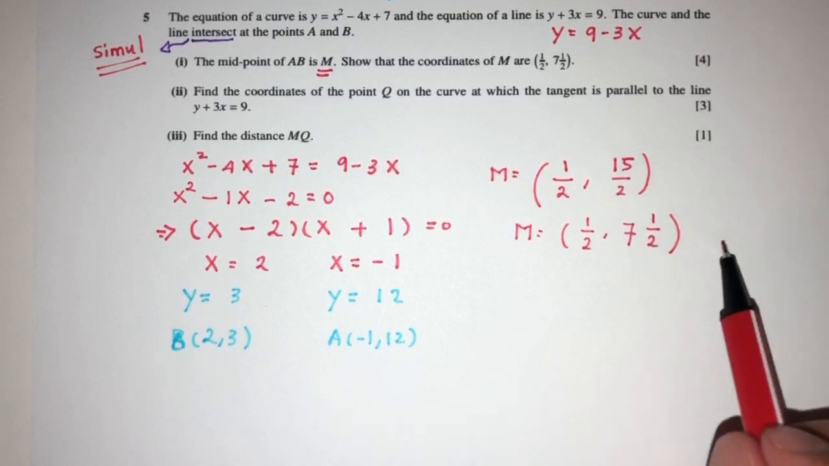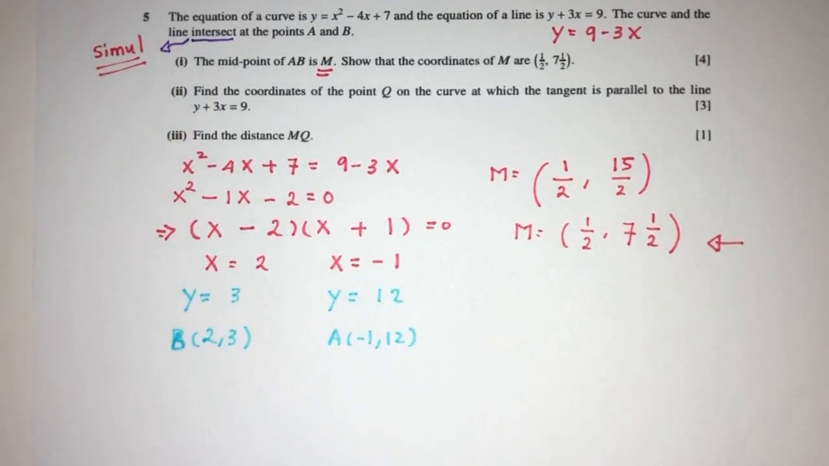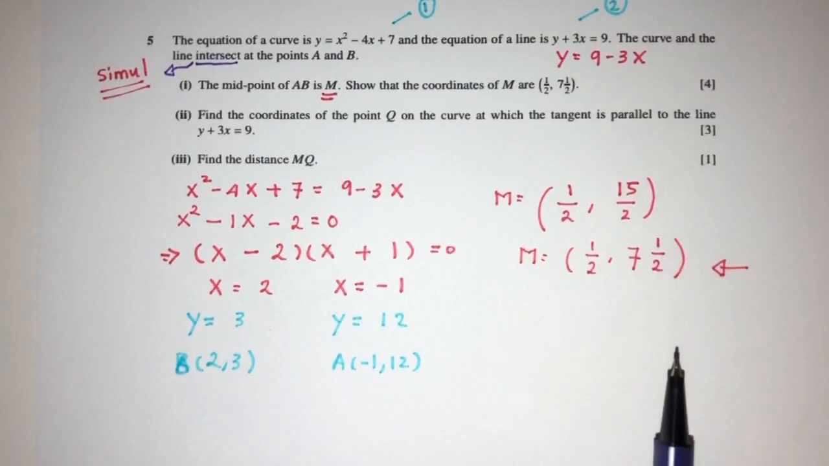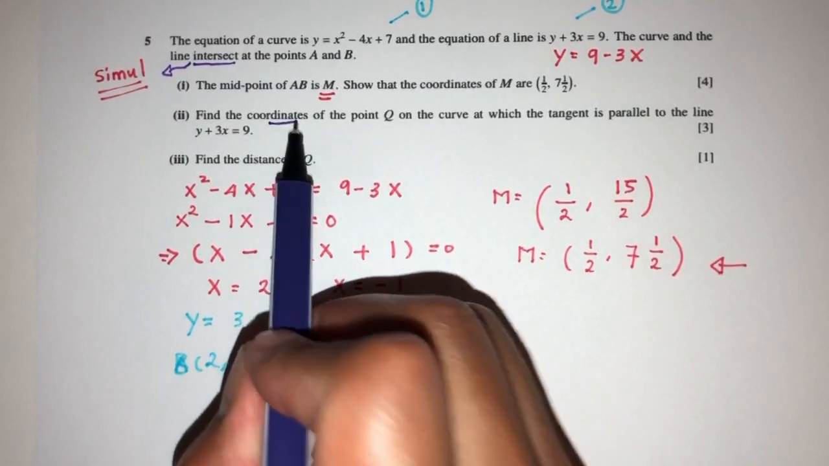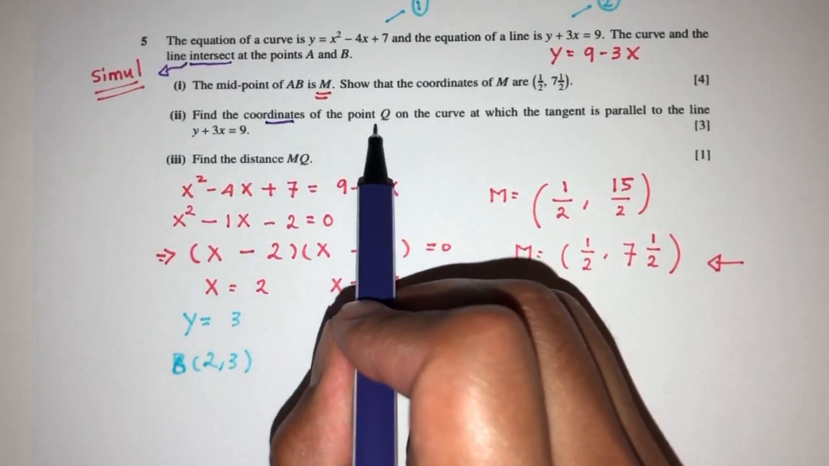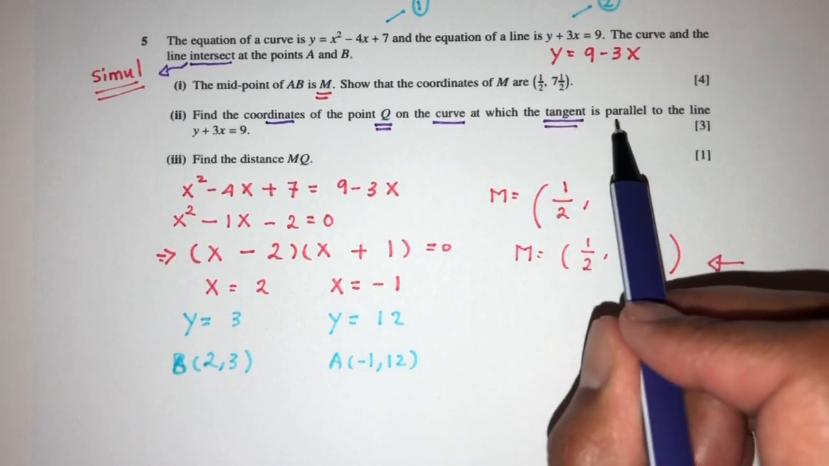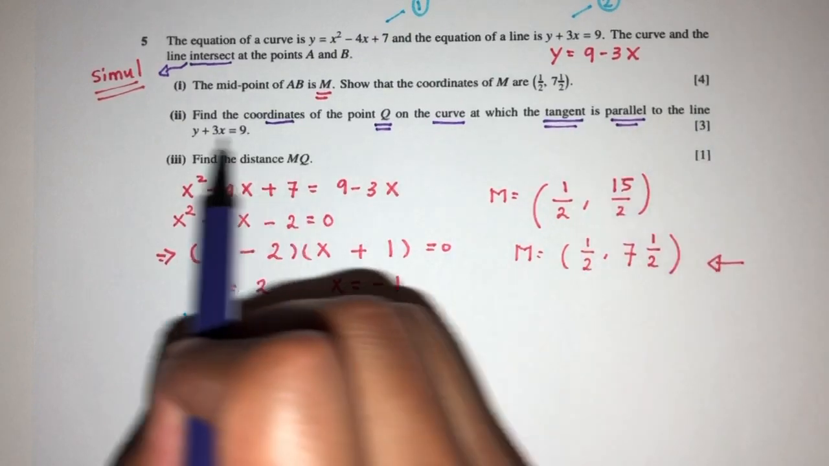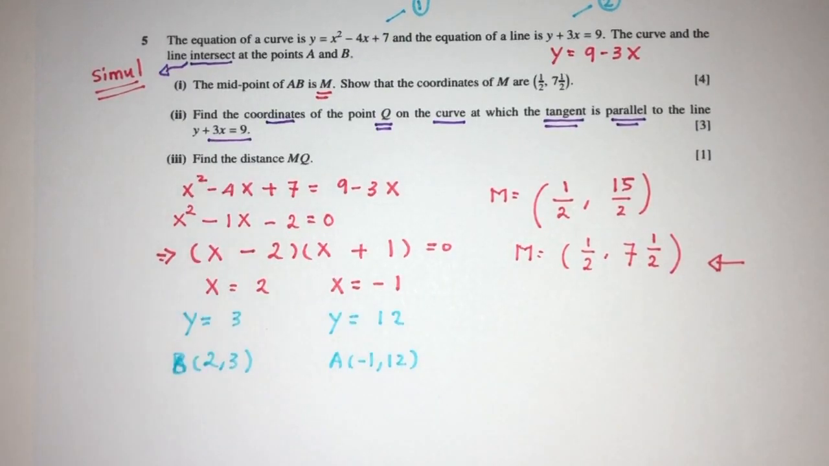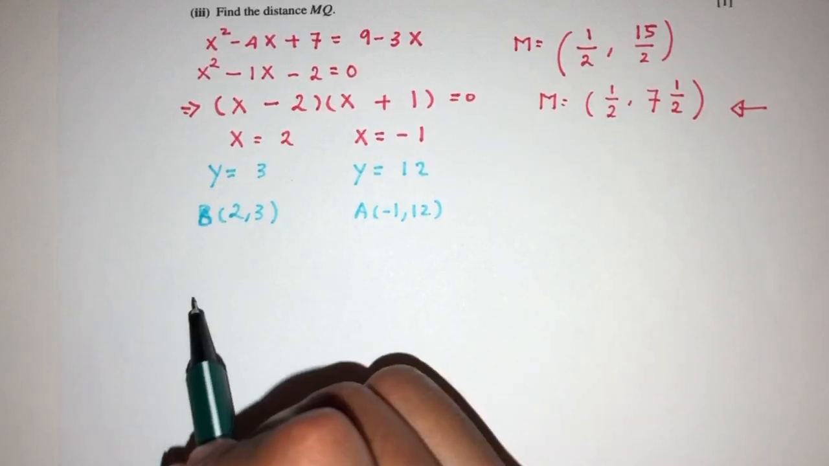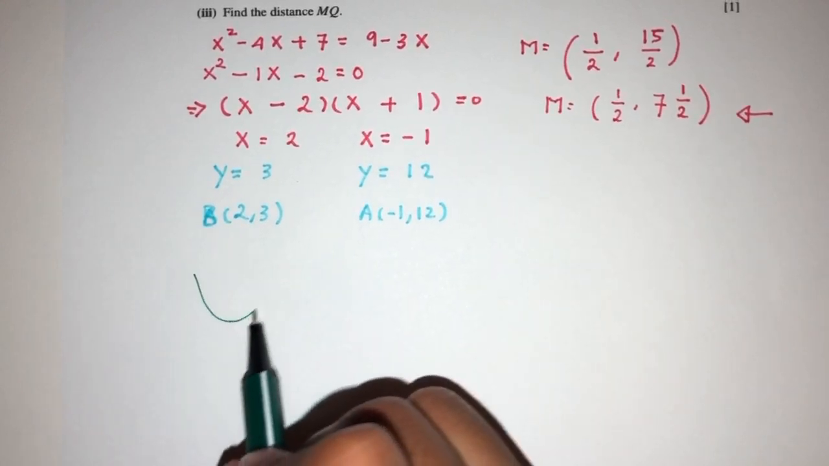Same thing as this. So this is shown as required for part 1 of the question. Now for part 2, we have to find the coordinates of the point Q on the curve at which the tangent is in the same direction as the line. So for example, we just have to understand something here. For example, I have a curve here. Let's say my curve is something like this, right?